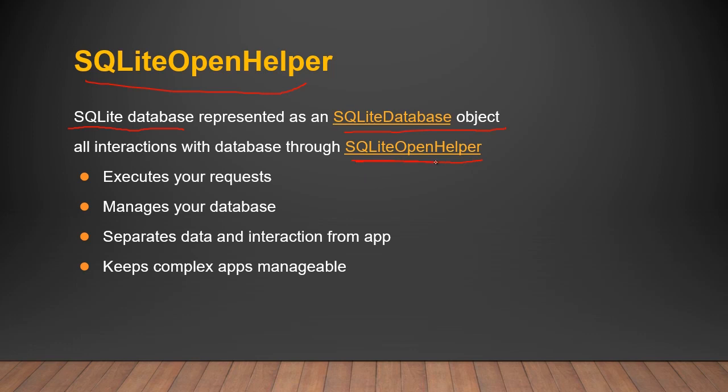By using this SQLite OpenHelper, you can execute your queries and manage your database, whether your database existed or not. If it exists, the SQLite OpenHelper will open that database for you and return an SQLiteDatabase object. So you need to store that reference inside an SQLiteDatabase object, because the aim of the SQLite OpenHelper is to separate your data from the interaction of your app. And by using this, you can keep things complex and manageable.